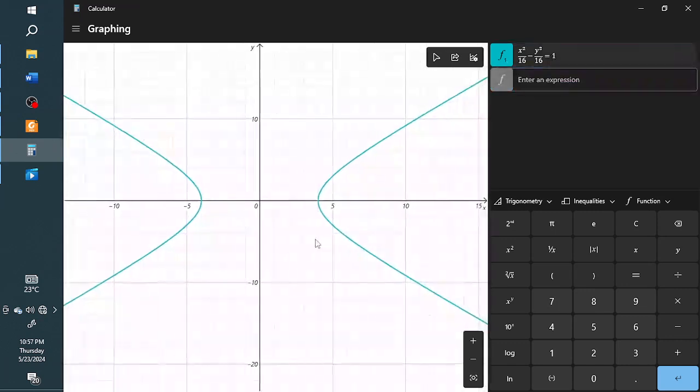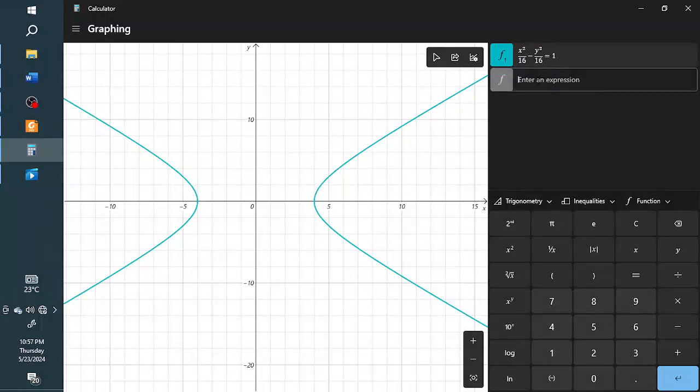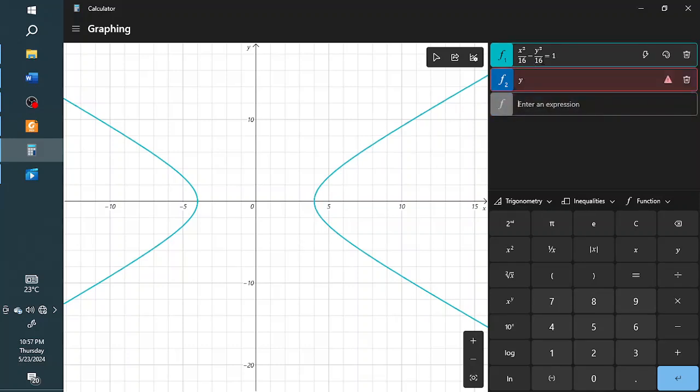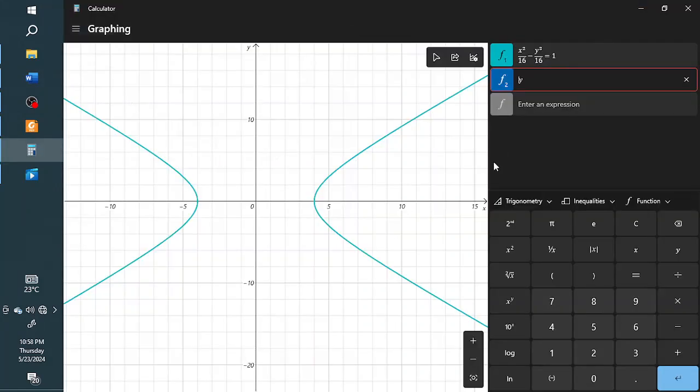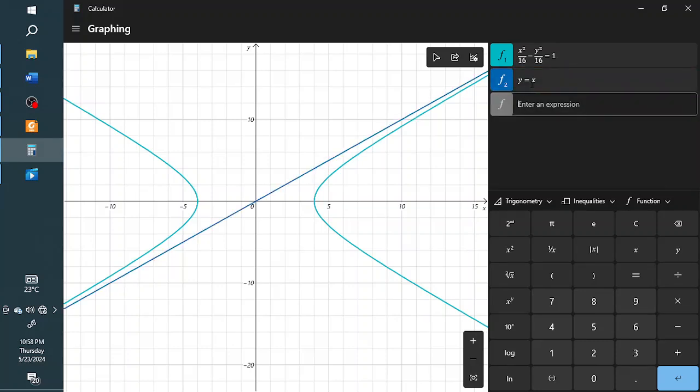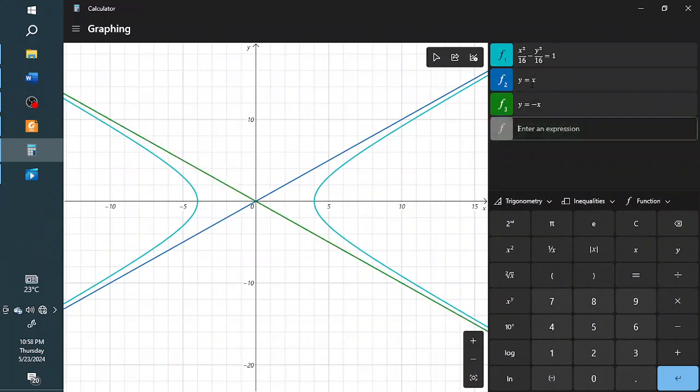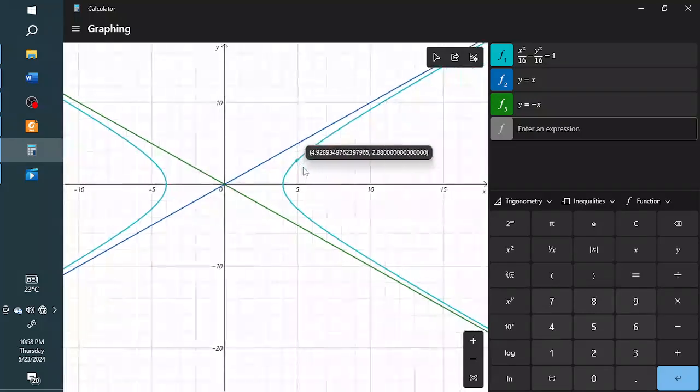Alright, here is my hyperbola. Now if I draw y equal to plus or minus q on p, so a over 4 and negative a over 4. Our a is basically 4, so y is equal to x, and we have y is equal to negative x. You see, they are perpendicular.